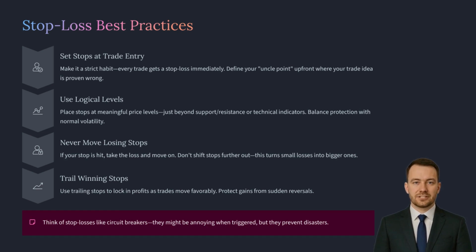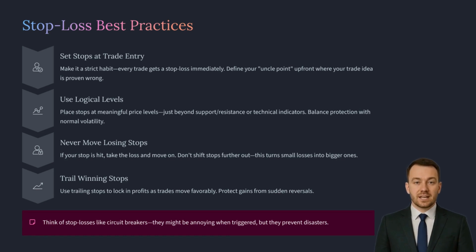Use mental stops if needed. In fast-moving markets or certain strategies, like news trading or some scalping methods, you might not place a hard stop due to volatility. In such cases, you must have a mental stop, a firm price or condition where you'll exit no matter what. However, sticking to mental stops requires a lot of discipline. If you struggle with that, always use actual stop orders to enforce the discipline for you.